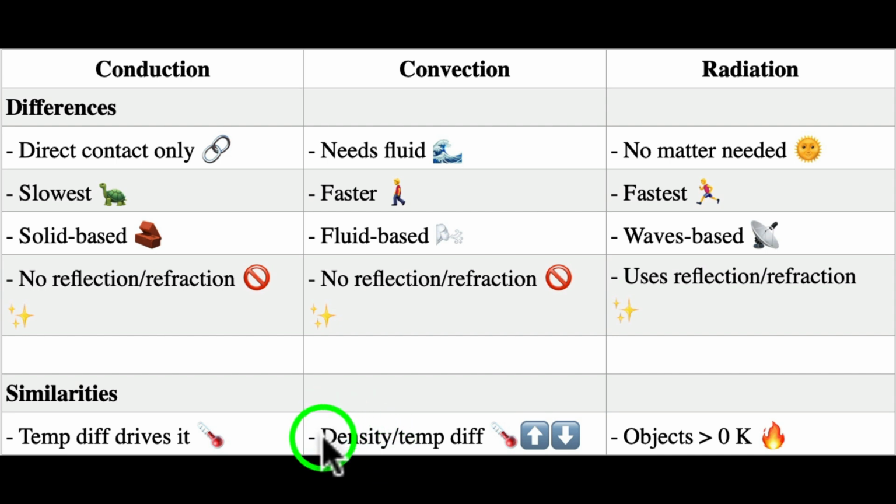You can remember that as a liquid heats up, it becomes less dense and rises to the top, where away from the heat source, it cools down and becomes more dense and sinks down to the bottom again, where the cycle repeats if it gets back to the heat source. So you get this circular movement. And then radiation happens in objects that are greater than 0 degrees Kelvin.